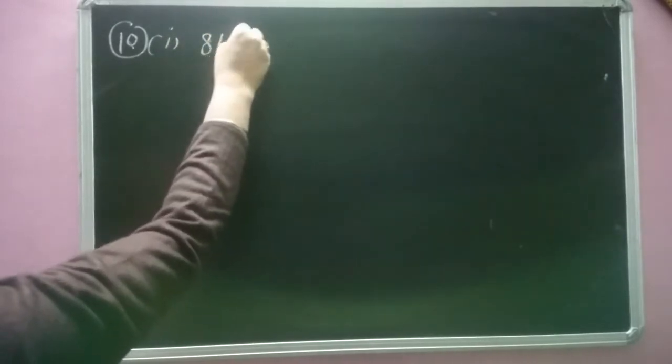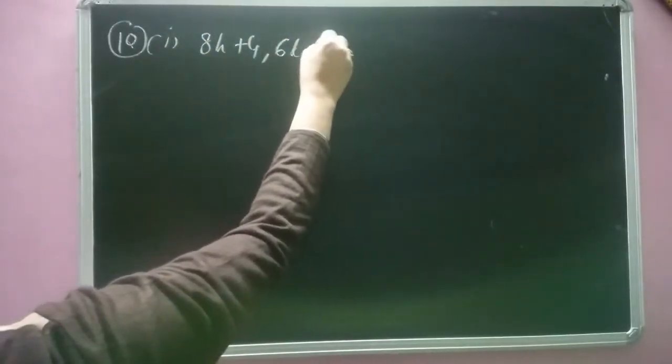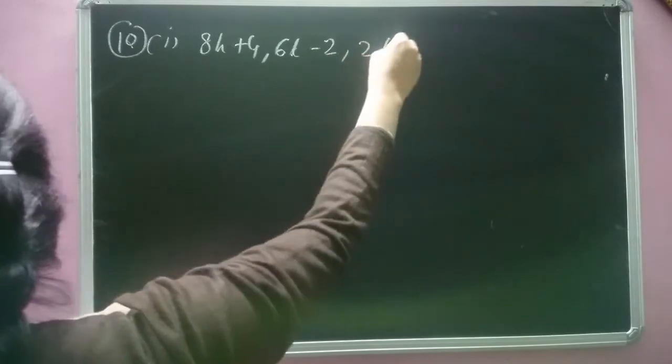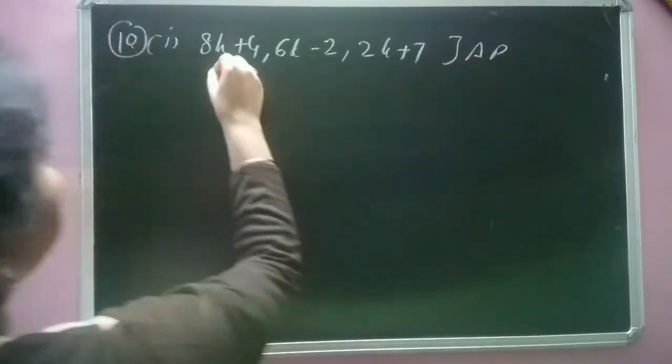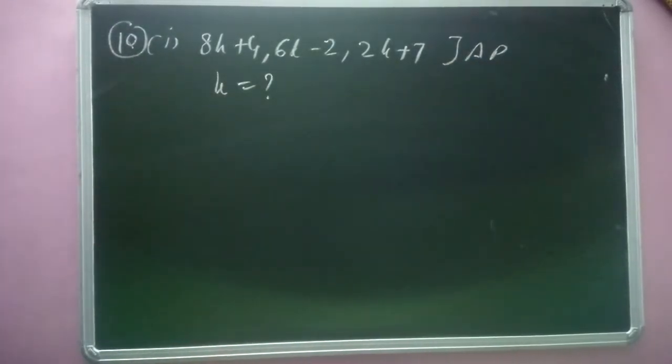In the next question, you have to find the value of an unknown variable k such that it is given 3 terms are in AP. The 3 terms in AP are 8k plus 4, 6k minus 2 and 2k plus 7. Suppose these 3 terms are in AP and you have to find the unknown value k.